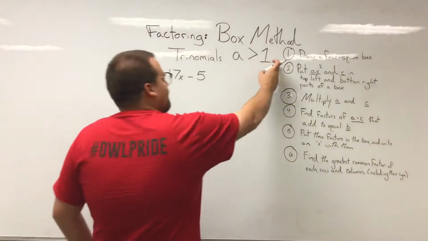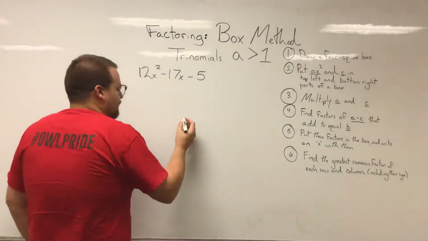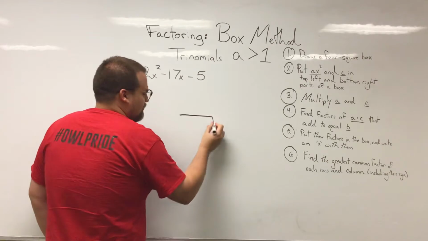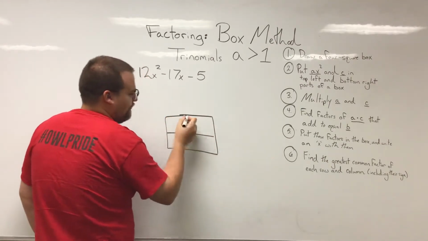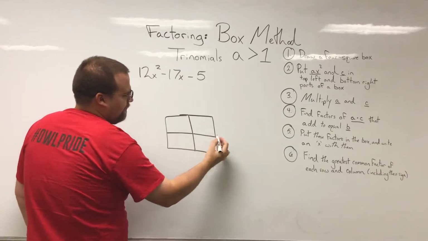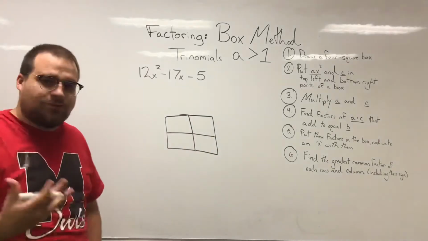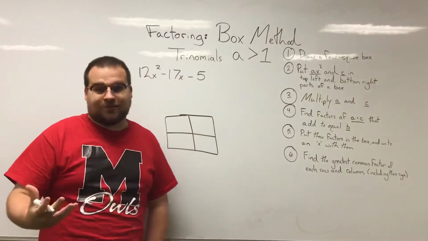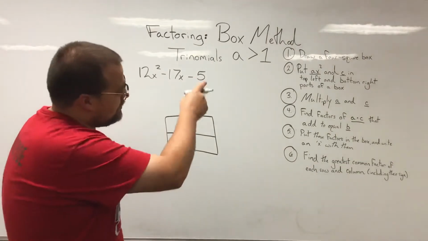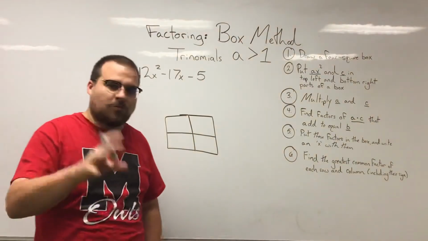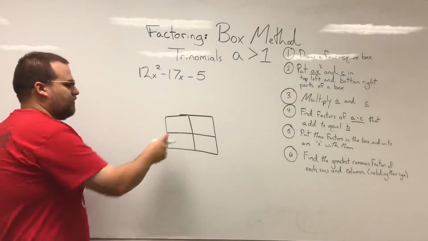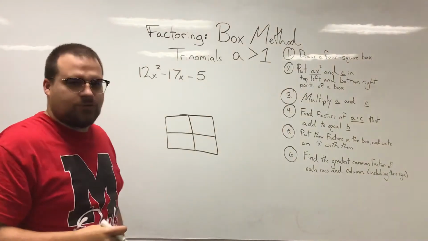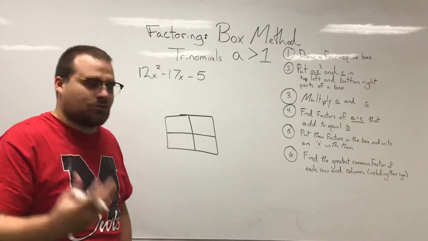The very first step is to draw a 4-square box. And what I mean by a 4-square box is like this. Looks kind of like a window, right? Now, in each of these squares, we're going to put something. And you'll notice our second step over here tells us what we're going to do first. In the top left-hand box, we are going to put ax squared.